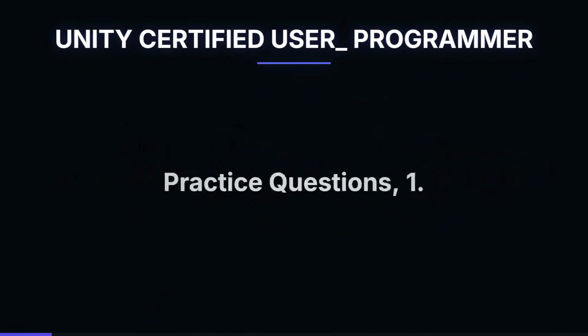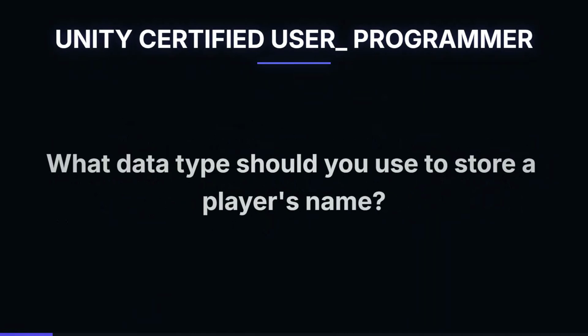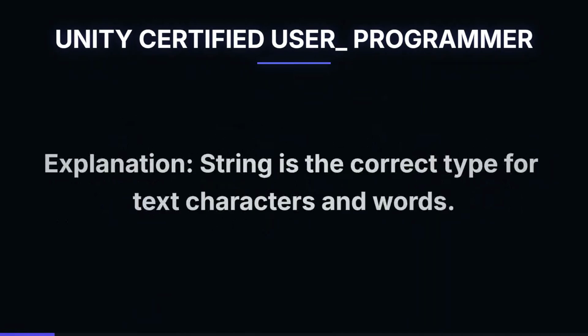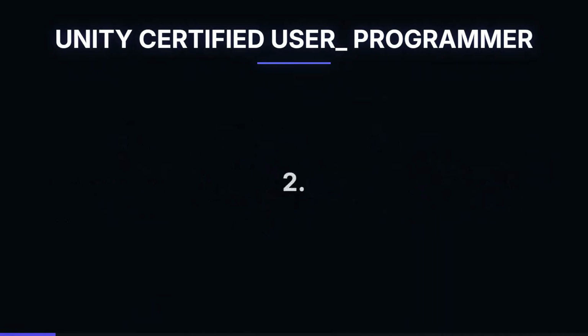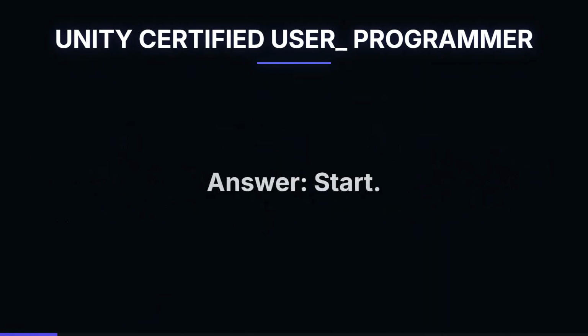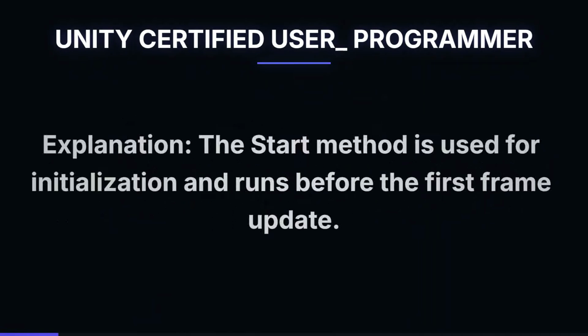Practice questions. 1. What data type should you use to store a player's name? Answer: string. Explanation: string is the correct type for text characters and words. 2. Which method runs only one time when the script first loads? Answer: Start. Explanation: the Start method is used for initialization and runs before the first frame update.